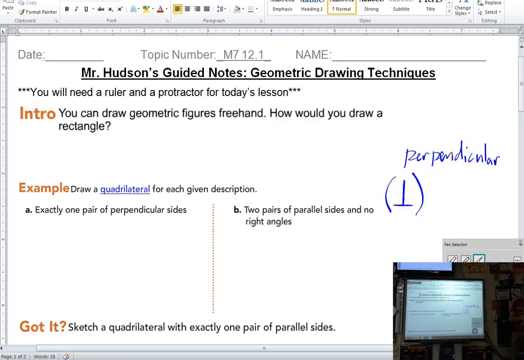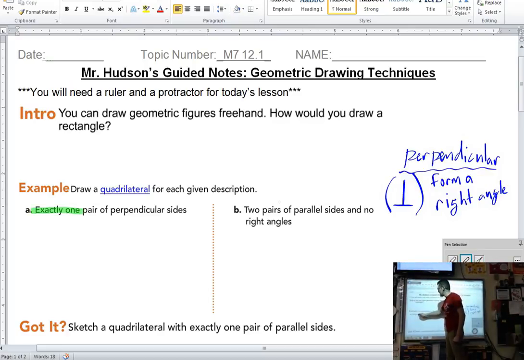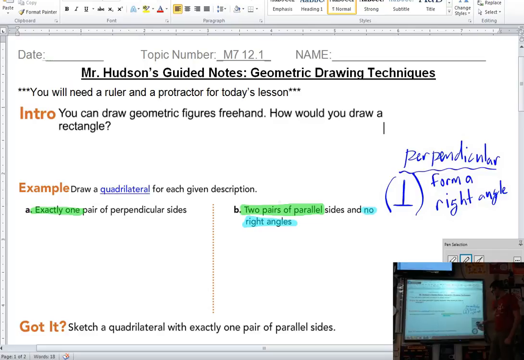Abby, what's it actually mean to be perpendicular? Doesn't it mean that they're not parallel, but they form a triangle, but they can intersect? Not quite. A right angle. They form a right angle. So to be perpendicular means that they form a right angle. So try challenge 1 and challenge 2. We want exactly one pair perpendicular, or two pairs parallel and no right angles. So these are two different challenges.